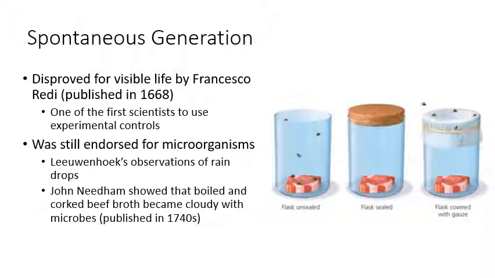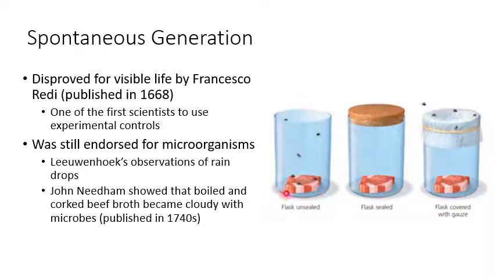where he had these kind of beakers that he put meat in. He had one beaker, which was his control, that he just put some meat in and he left it open to the air. He had another beaker that was an experimental treatment where he put the meat in the beaker and then he sealed it with some cork. And he had another experimental treatment where he put the meat in the beaker and sealed it using gauze. And then he waited to see what would happen.